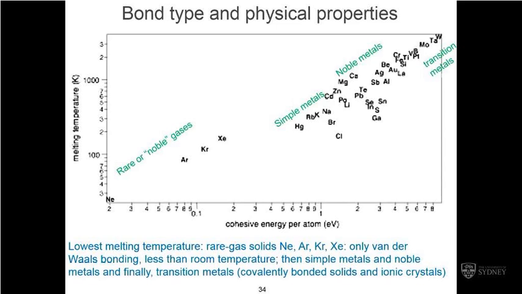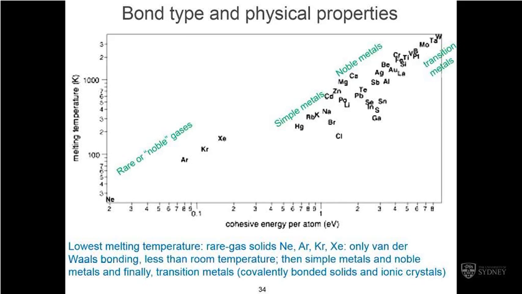Then come the simple metals, with cohesive energies of, here we have our sodium. What else? We've got rubidium, potassium. These are the alkali metals with just one s electron in their outer shell. The simple metals here have a cohesive energy in the range 1 to 2. And then we have the noble metals. Remember, the higher atomic number materials with d electrons, but they're all filled, so they can't bond as strongly.